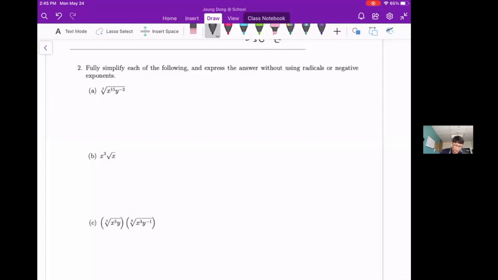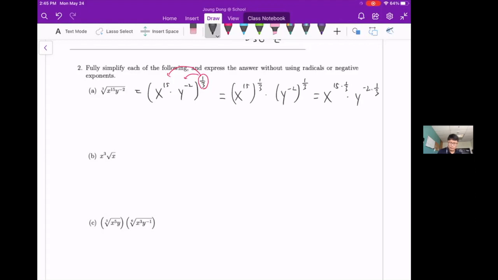So we can just rewrite this one in power form, which is x to the 15th times y to the negative 2, and power 1/3, okay? As I showed you before in the previous problem, as long as it is product form, the power will be distributed this way. Here's x to the 15 to the 1/3, and y to the negative 2 to the 1/3, which is x to the 15 times 1/3 and y to the negative 2 times 1/3, okay?